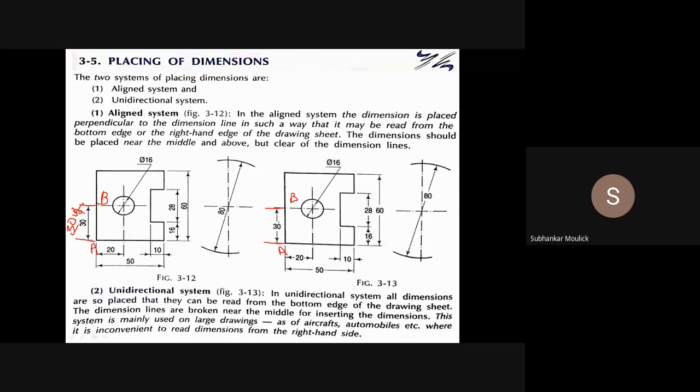Now see how I have written. Here I have written 30 vertically. Here I have written 30 horizontally. So in the unidirectional system, you have to write horizontally. If you are following the aligned system, you have to write like this. Is it okay?